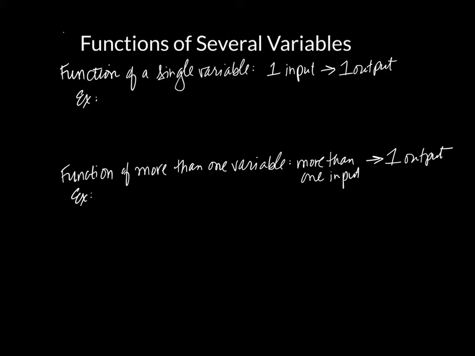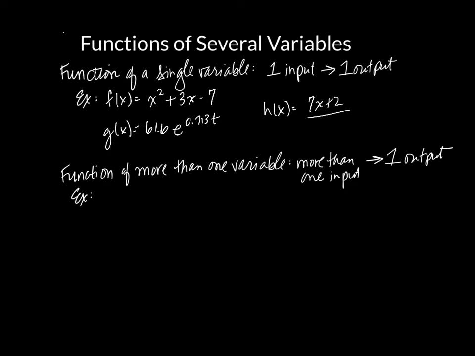So some examples, I'll just give you a few. These are the ones we've been working with so far in the semester. f of x equals something like x squared plus 3x minus 7. g of x is 61.6 e to the 0.713t, or h of x equals (7x plus 2) over (x squared plus 9). Those are the types of functions we've been dealing with up until this point, functions of a single variable.